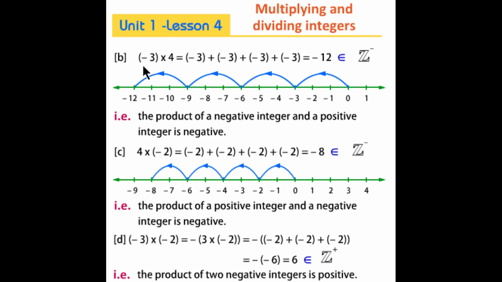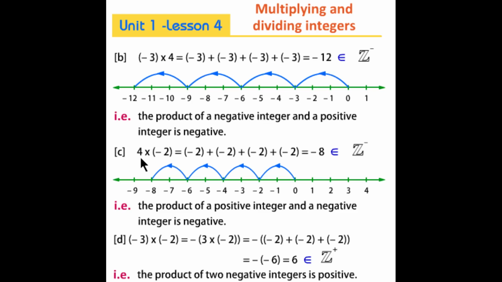B. Negative 3 times 4 equals negative 3 plus negative 3 plus negative 3 plus negative 3 equals negative 12. Negative 12 belongs to Z negative. That's to say, the product of a negative integer and a positive integer is negative.